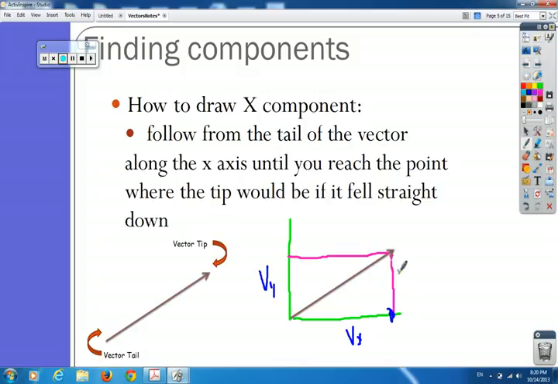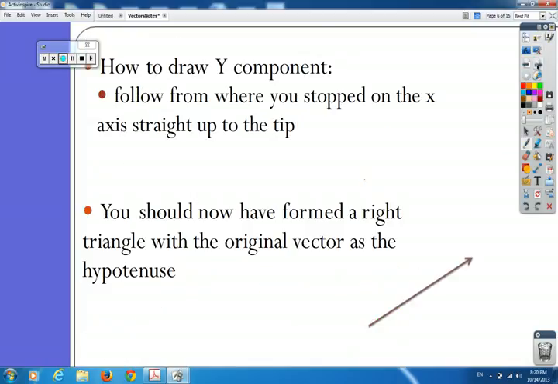You notice that those are the same over there and those are the same over here, right? You've got yourself a parallelogram basically, and your resultant is the diagonal of that parallelogram. But if you're given the resultant, here's how you break it down. To draw the X, follow that tip all the way down to the X-axis. How to draw the Y? Well, follow where you stopped on the X-axis straight up from the tip. Same thing's going on.